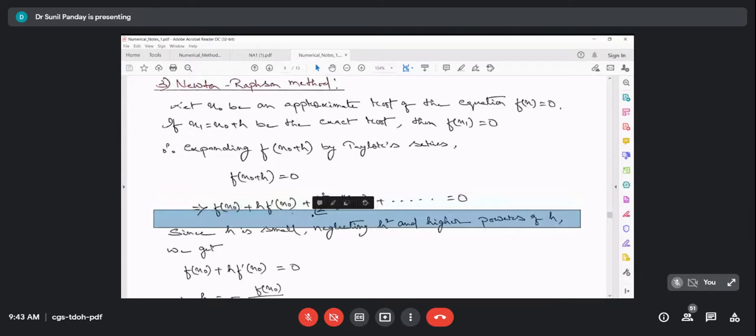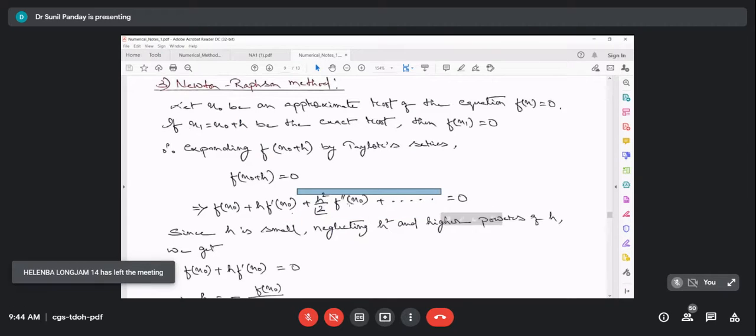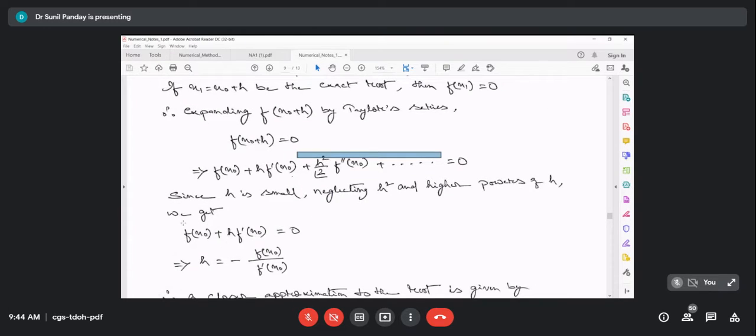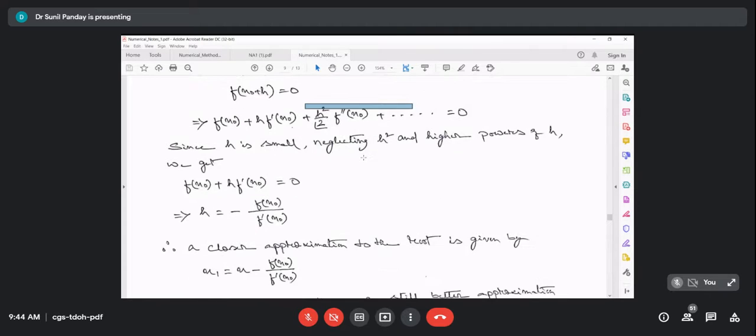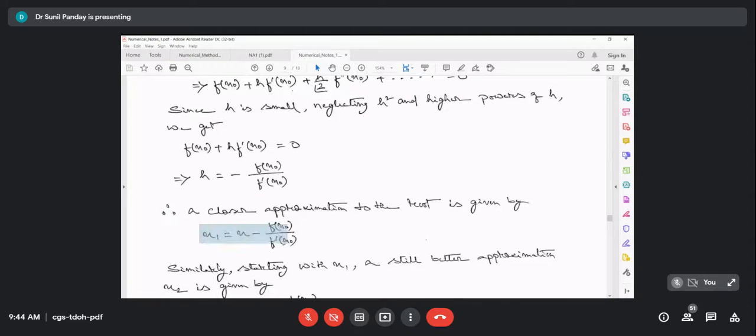And here, because we are assuming this h is very small, we are neglecting all the terms containing the powers h square and higher degree in h. So we are left with this one. It means these terms are like an error, or they are contributing something equivalent to negligible. So we get h like this, and then we substitute the value of h in this correction, and we will get x1 as this one.